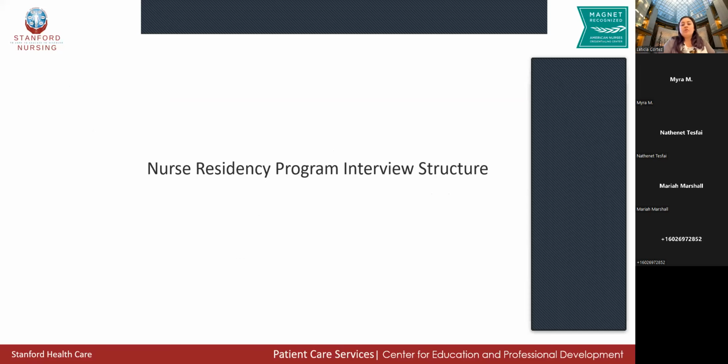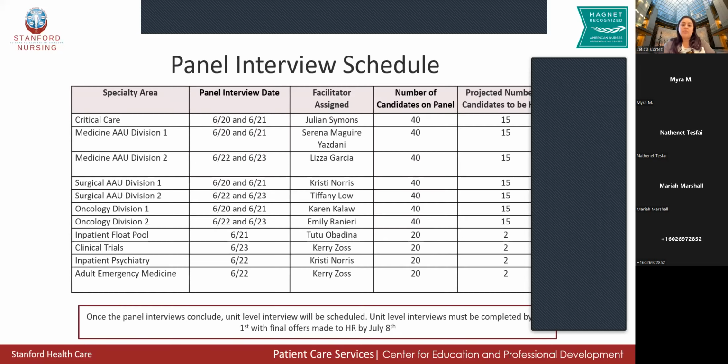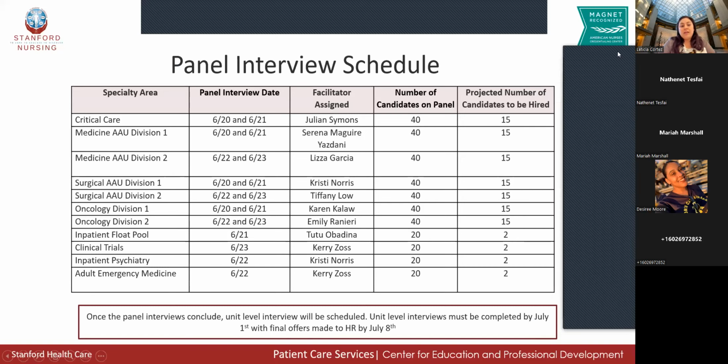So we're going to go over the nurse residency program interview structure, but before that, we're going to go over the panel interview schedule. So here is a list of the schedule of the upcoming cohort. You'll notice it's divided by specialty areas. So we have our critical care areas, we have medicine, surgical, oncology, a float pool, clinical trials, psychiatry, and adult emergency medicine.